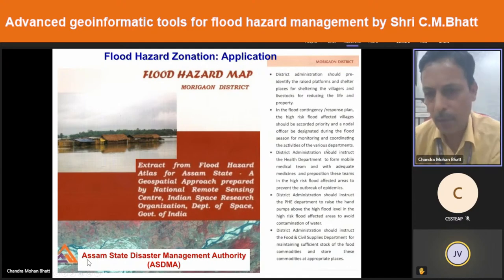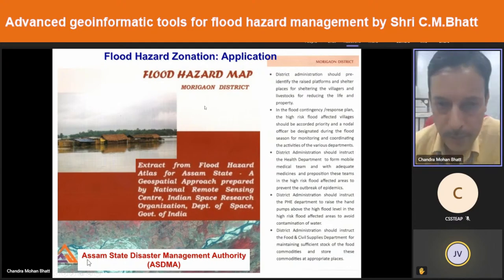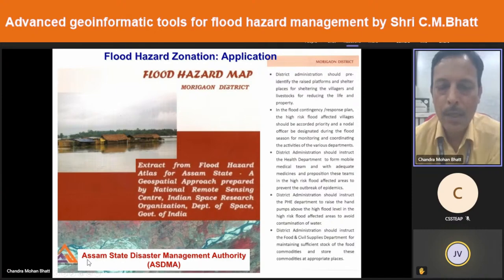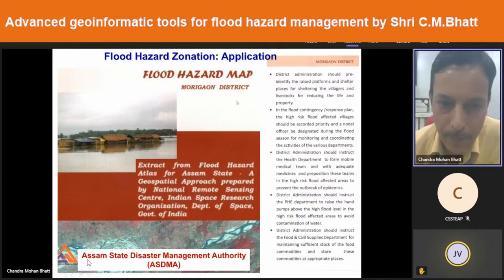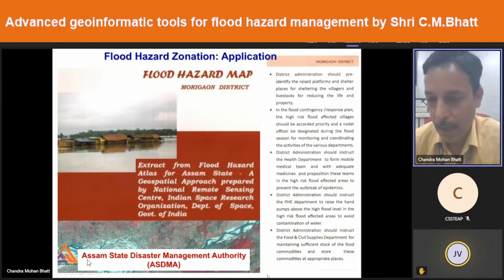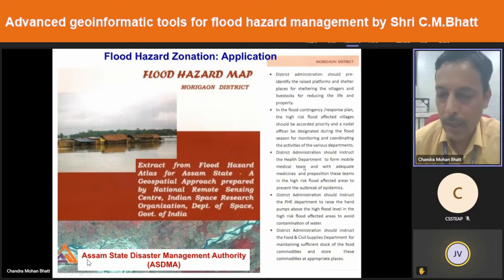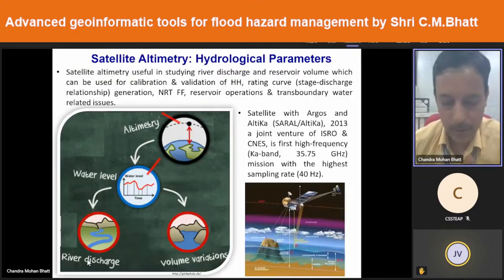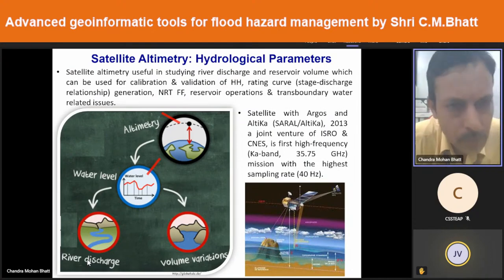be identified. This is one example from Morigaon district, where the administration has used our maps, made some guidelines and provided them to the state, so that in times of crisis, for whichever villages we have identified as high risk, all the concerned departments are asked to take action in terms of relief and rescue, so that mitigation can be quicker.